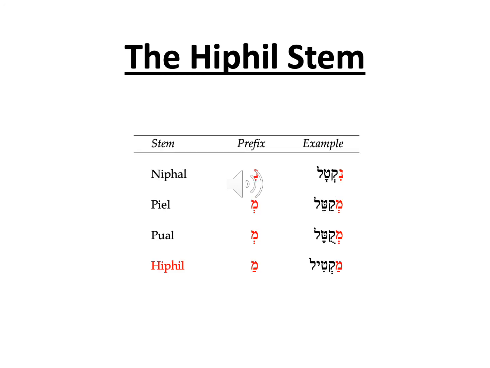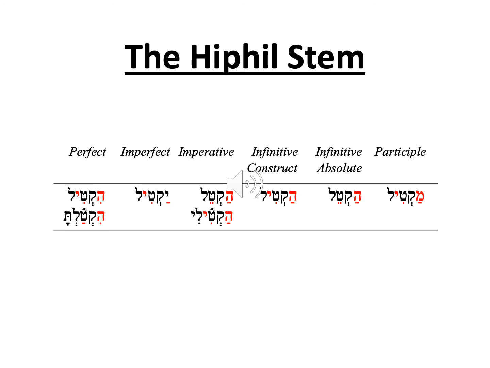Just a reminder of our preformatives for the participle in other stems. The Niphal has a nun with a hireq. The Piel has a mem with a vocal shva. The Pual has a mem with a vocal shva. And the Hiphil has a mem with a patah. Thus, you can tell the difference between the participles in all the forms.